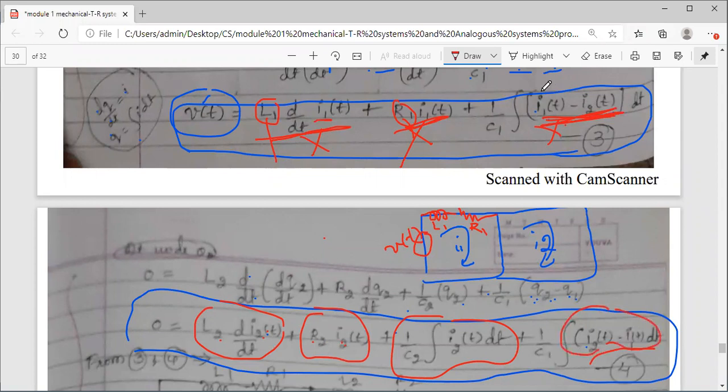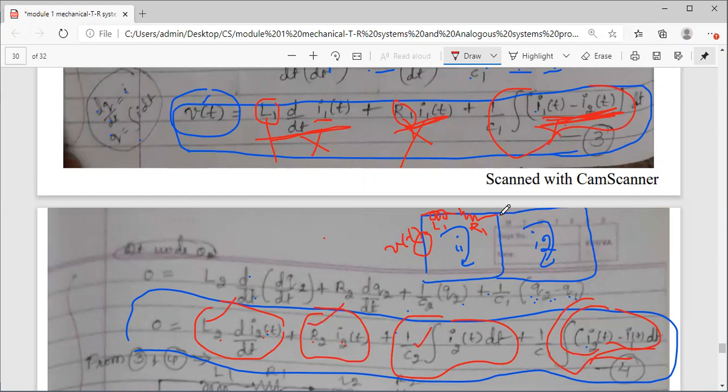Okay, and this last term you will observe is the same in both. It is in equation 3 as well as in equation 4, just 1 minus 2 or 2 minus 1. Okay, so the shared element, we won't touch it right now. L2, R2 and 1 by C2, these three things I have to connect in the second loop.